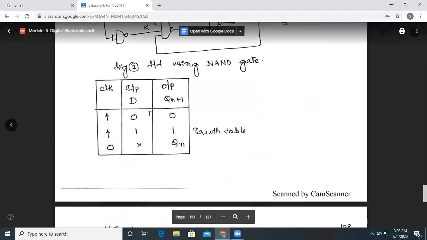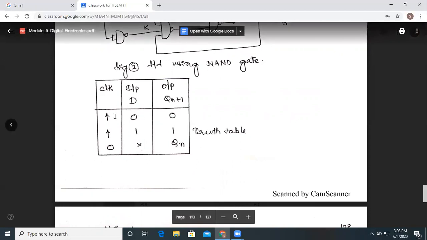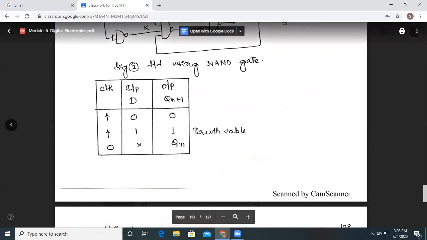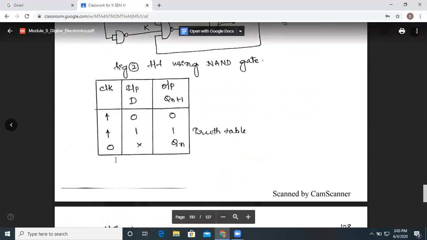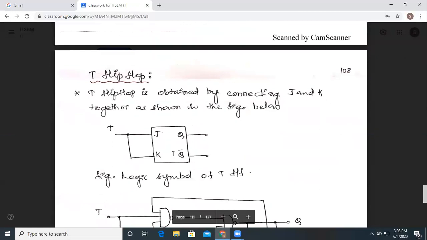So this is the truth table. In this truth table, you can see that whenever the clock is present, only then do we get the output. If D is 0, then we get Qn plus 1 also as 0. If D is 1, we get Qn plus 1 also as 1. If there is no clock signal, it retains its previous state. This is how we can explain the D flip-flop.